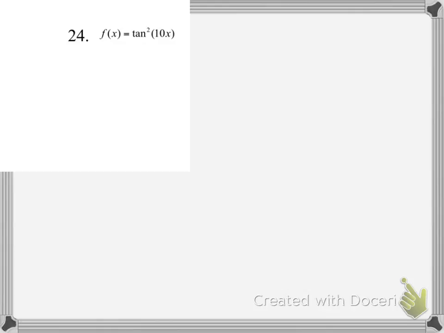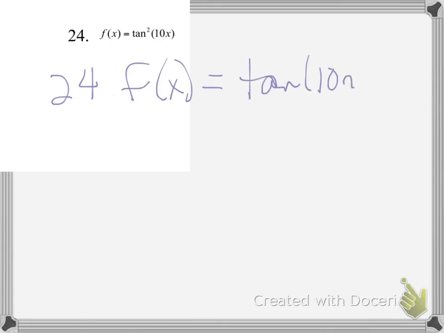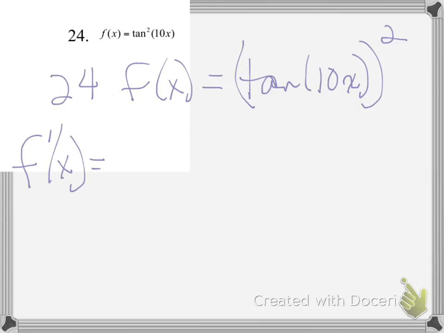Okay, in 24, I first want to write this in the safest form possible, and that form is going to be f of x equals tan, here's your angle, 10x, and then the entire thing is raised to the 2nd power. So now let's start taking our derivative. F prime of x equals, okay, take the derivative using the power rule. Bring down the 2. You never touch what's inside the parentheses when you do the power rule, so don't start doing that now when you have a trig function. That's just raised to the 1st power. Now you don't need that one, but it may help you do things correctly.